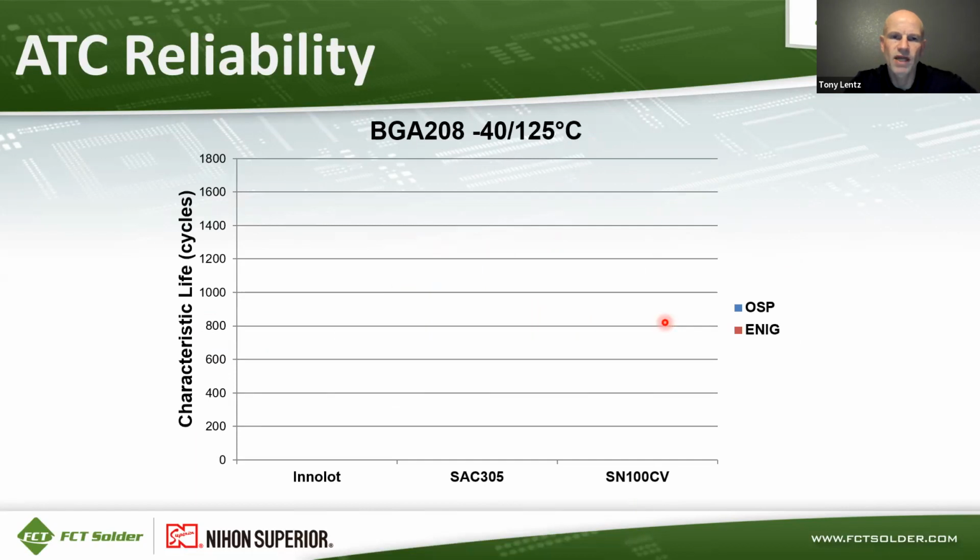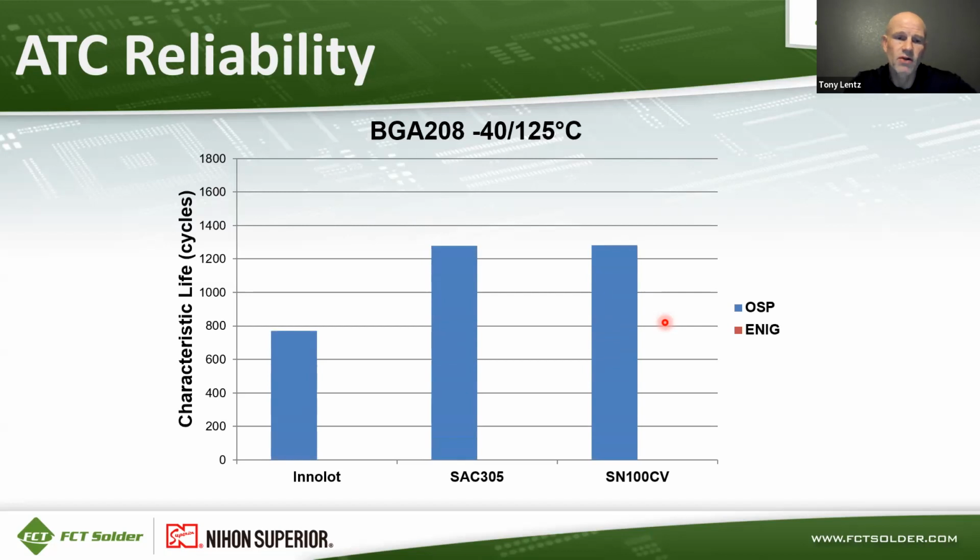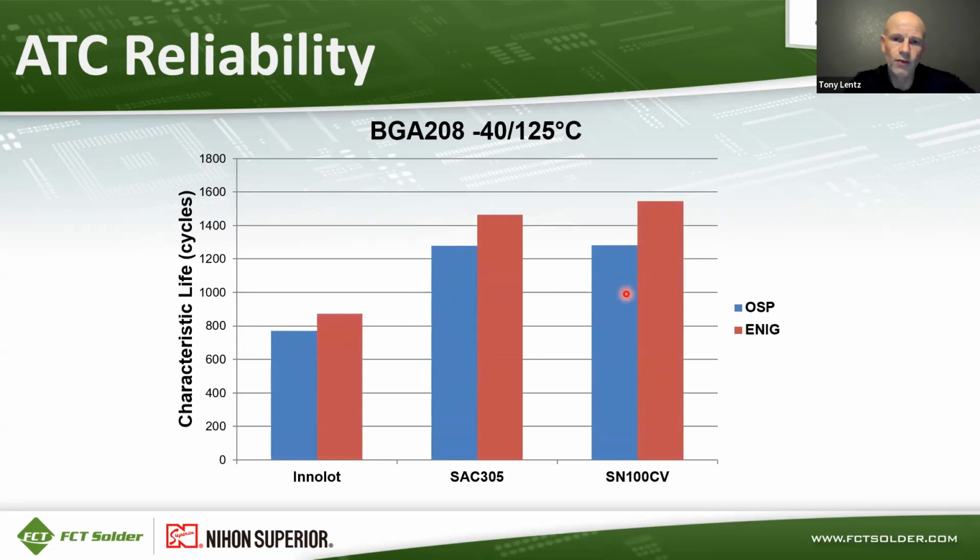So here's that same data for a BGA 208 component. So on OSP, Inolot performed the worst in this case, and then SAC 305 and S100CV were fairly equivalent for that component. And then when run on ENIG, the strength was actually higher in this case. So SAC 305 and S100CV again are pretty close, whereas Inolot was the worst performer for this particular component.